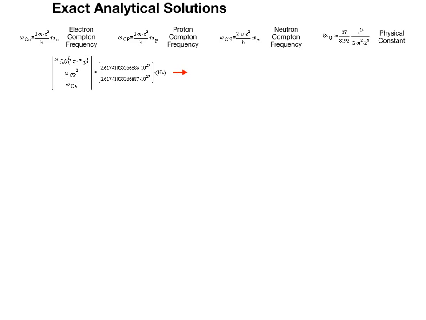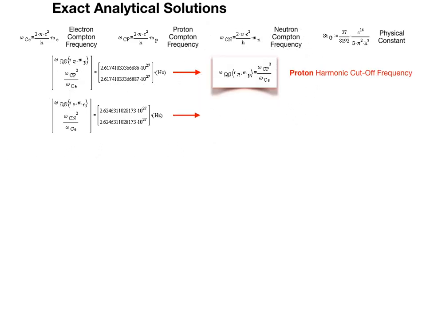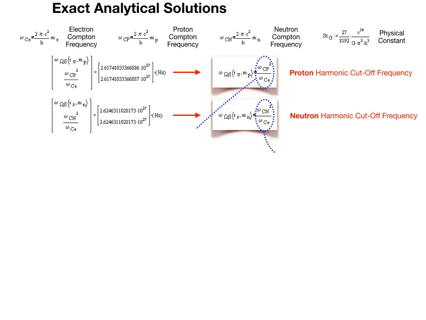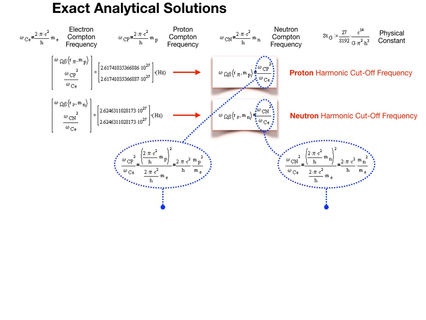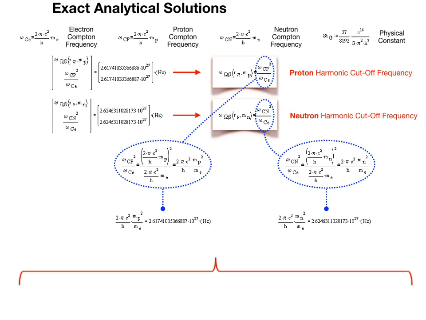The derivation sequence for the zero-point field equilibrium radius of the proton and neutron is astonishingly simple once the significance of Compton frequencies is realized. When we evaluate the ratio of particle Compton frequency squared to the electron Compton frequency, we find that they're equal to the second simplified harmonic cutoff frequency, as shown. Once this relationship has been realized, a string of simple substitutions yields the exact analytical solution for the zero-point field equilibrium radius of the proton and neutron.